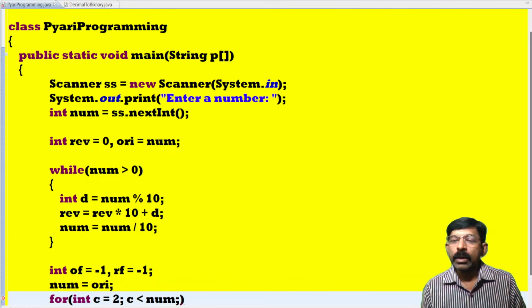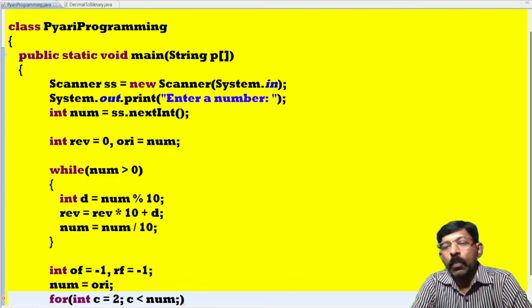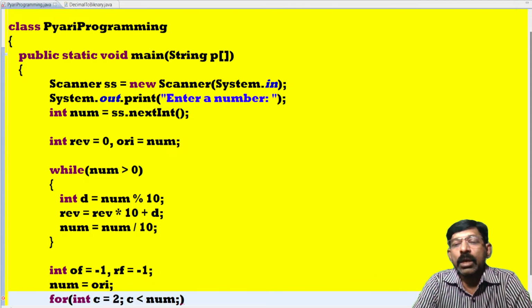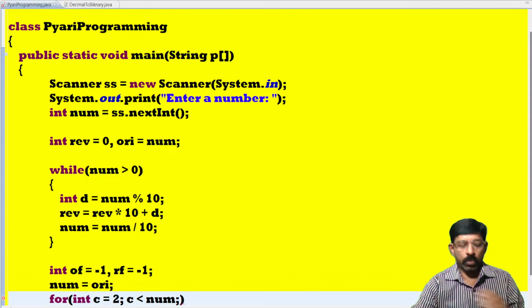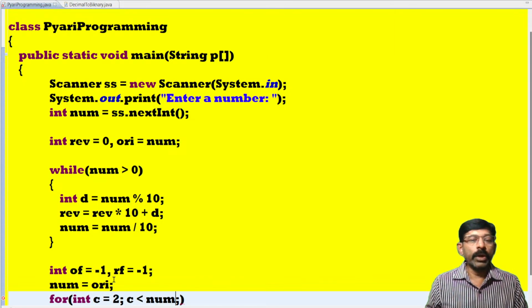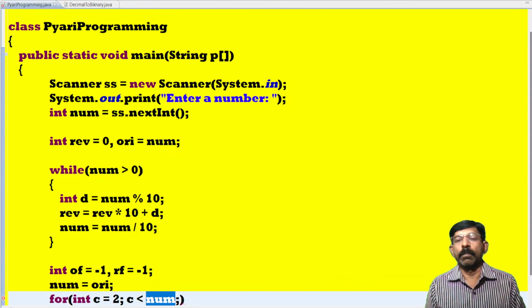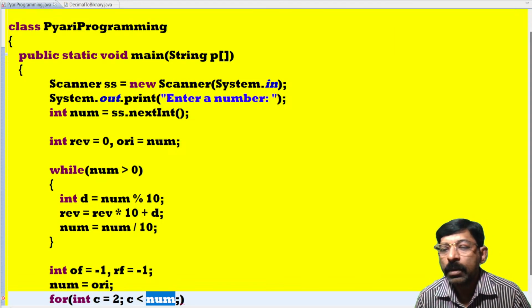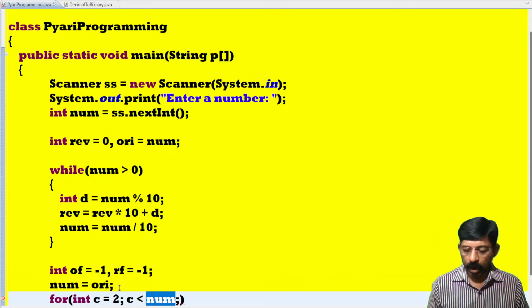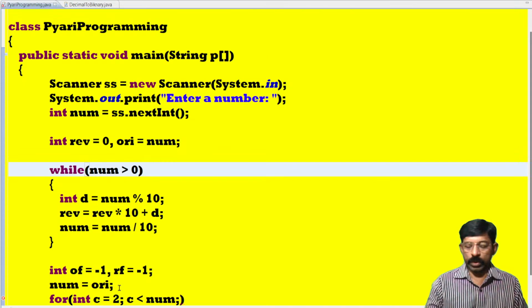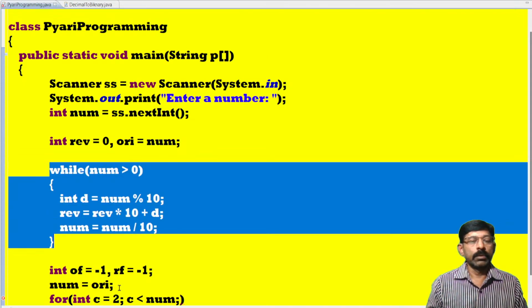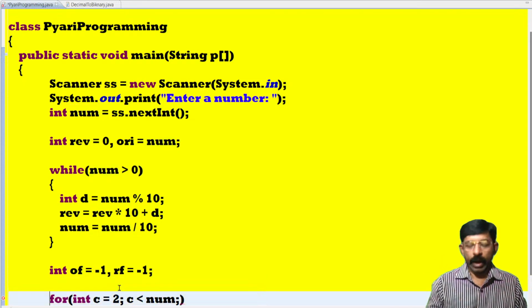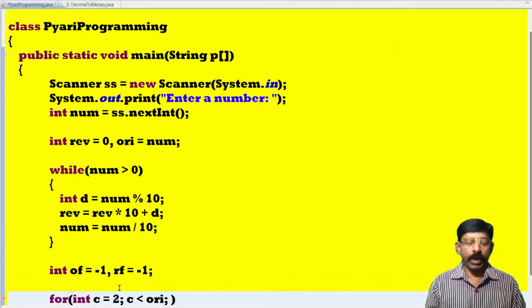Is it clear? But if I take ori also, there is no problem. Why? Because I am not reducing the number now. No more is the number reduced or deleted or twisted. So here we don't need to take any backup, and here it can be ori and cannot be num. 9th class understood? We cannot take num because num is 0 after this. So this is not required, and this should be ori because I am not modifying ori inside this.